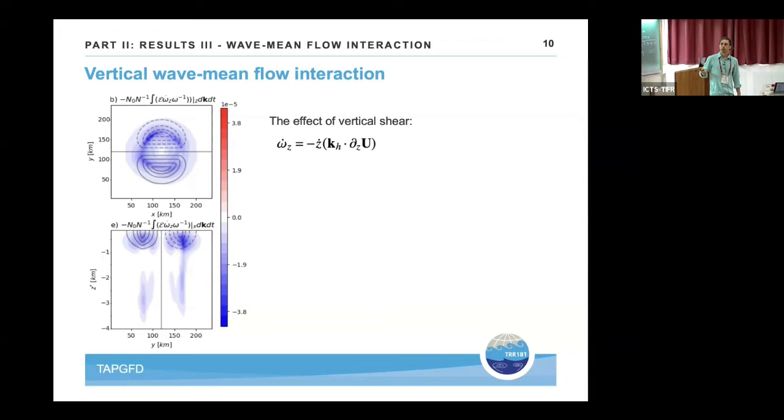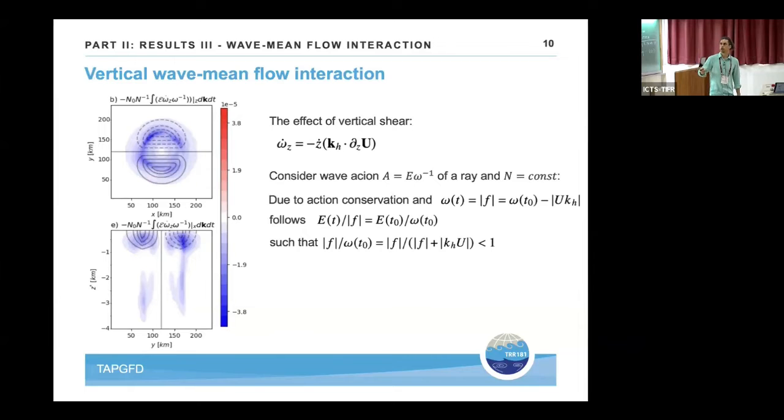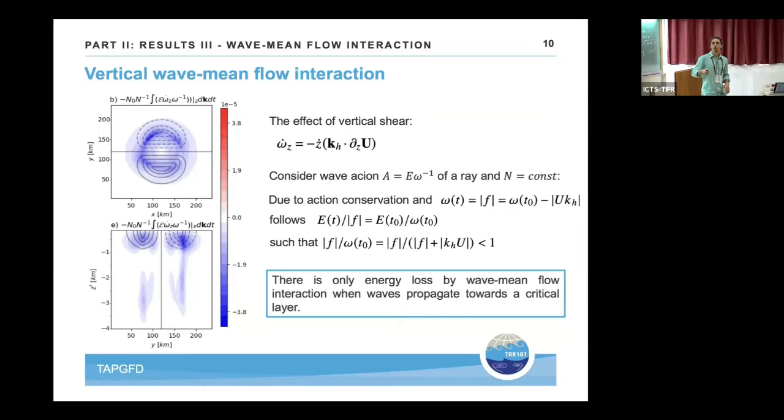This is governed by this equation, so it's the vertical shear in the mean flow that is governing this energy loss. And we can think about wave action conservation, since wave action has to be conserved. So if a wave is propagating towards a critical layer, wave action is energy over frequency. So the initial wave action should equal the one at the end, where the frequency of the wave should equal the Coriolis frequency, and therefore the energy has to decay. So we can say that all the waves that are propagating towards a critical layer will lose energy to the mean flow during this propagation.